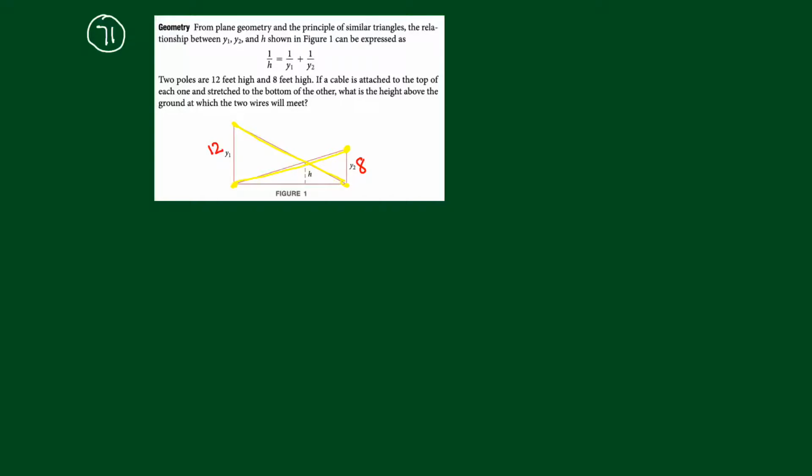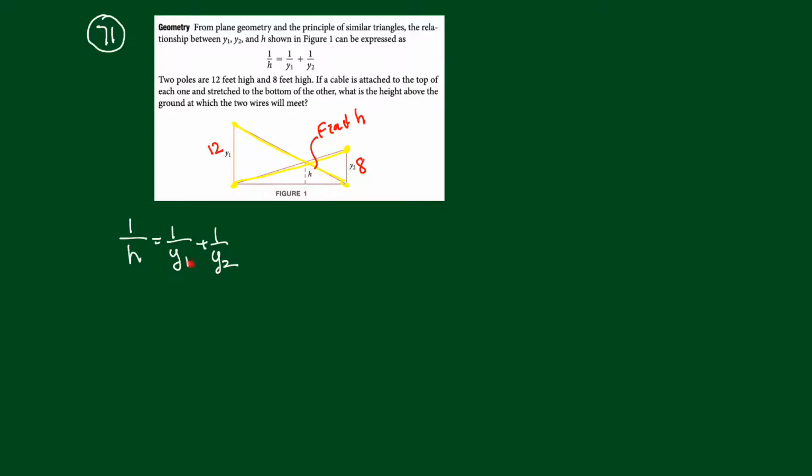Let's see. Then what we're asked for is what? What is the height above the ground at which the two wires intersect? So we want to find h. So our problem is to find h. Well, let's substitute the information we know. So here's the equation that we're given. 1 over h is equal to 1 over y1 plus 1 over y2.